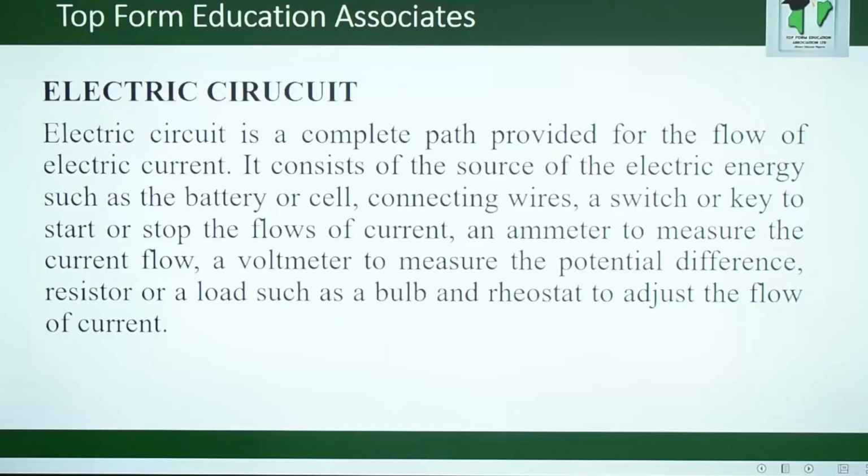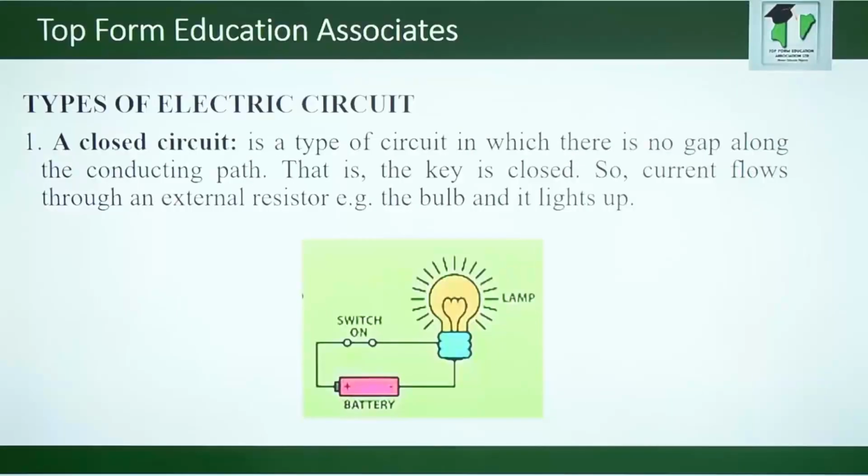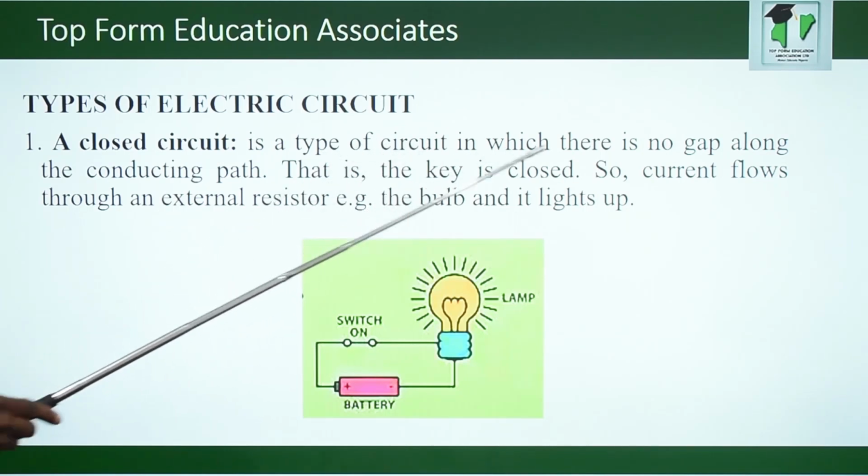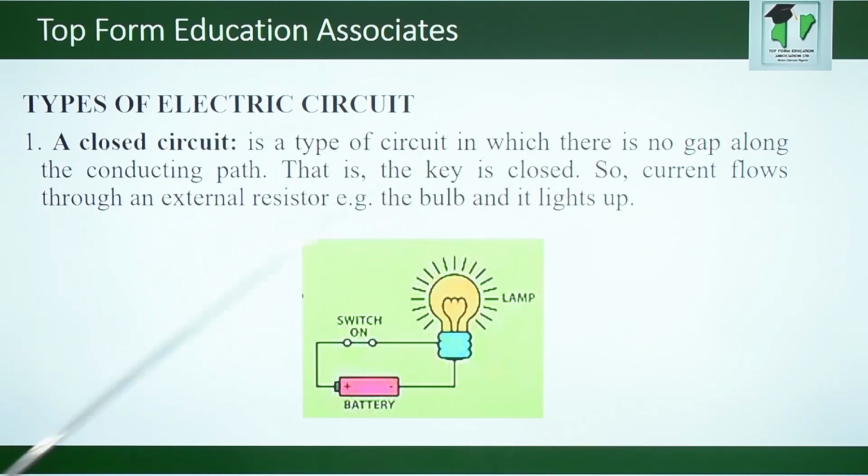Now we are through with how to produce electricity. Now I want to look at electric circuits. Is that okay? Now, types of electric circuits. The first one is a closed circuit. It's a type of circuit in which there is no gap along the conducting parts. There is no what? Gap along the conducting what? Parts. Look at this. There is no gap.